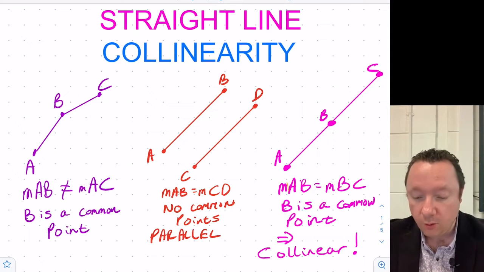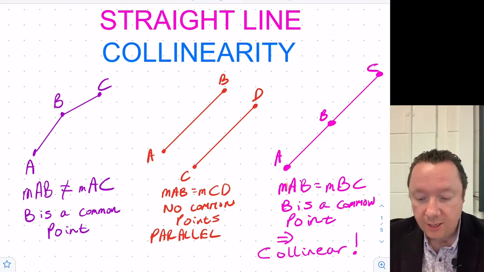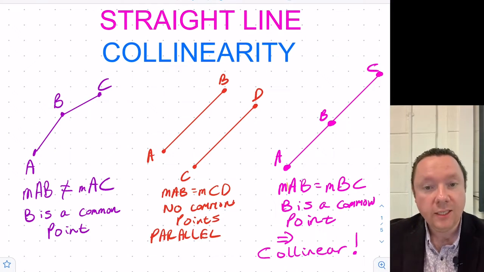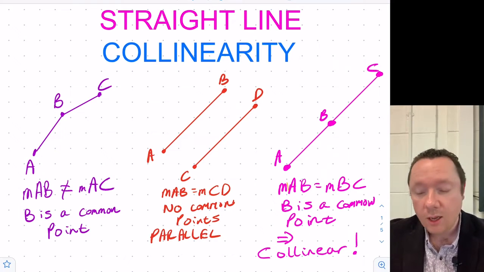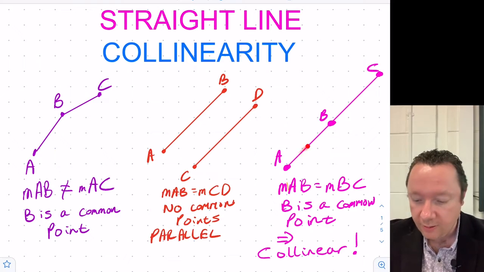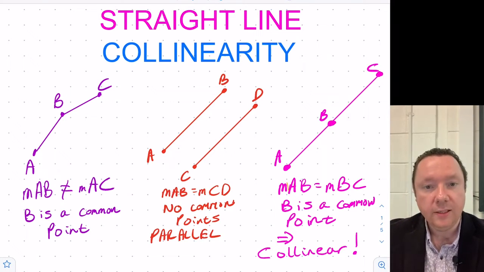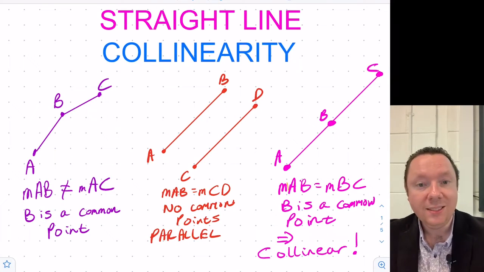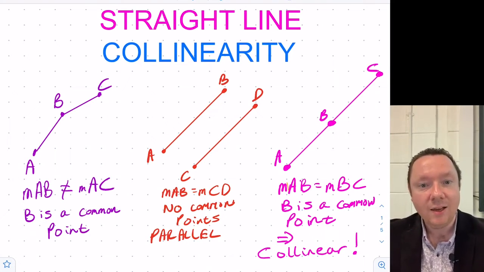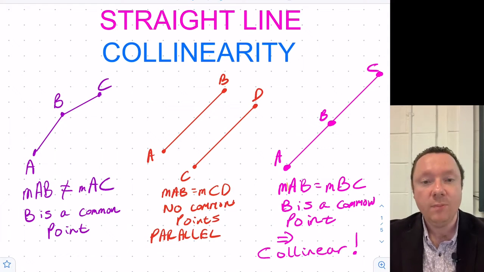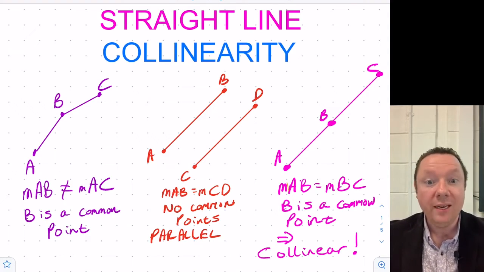Or I could draw 4 points, A, B, C, and D, and make the gradient of A to B the same as the gradient of C to D. In other words, these lines are parallel because I've not got a point in common, they're separate lines. However, I could draw 3 points on a straight line, A, B, C, and clearly the gradient between any 2 points is the same. The gradient between A and B is the gradient between B and C. Essentially, A to B and B to C are parallel, but since B is a point in both lines, they must be on a straight line, so they're collinear. So B is a common point.